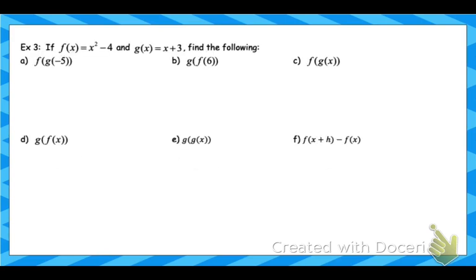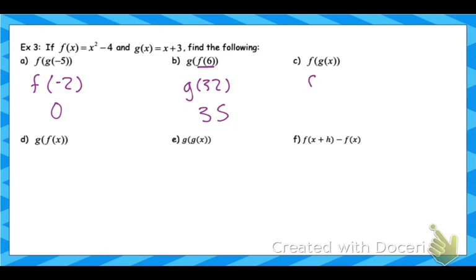All right, so next example, very similar, just different functions. So go ahead, pause the video and try these ones. All right, on A, g of negative 5 would be negative 2. F of negative 2 would be 4 minus 4, which is 0. On B, f of 6, 6 squared minus 4 is 32. G of 32 would be 32 plus 3, which is 35.